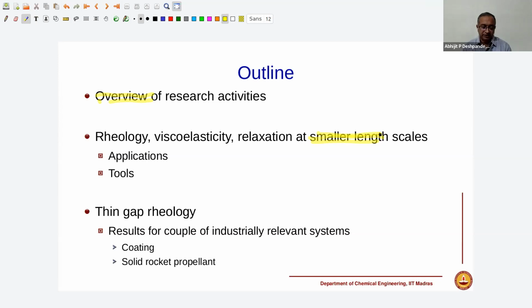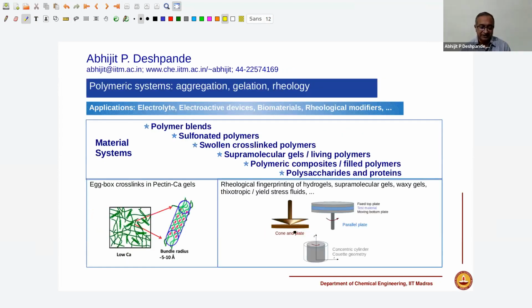And also talk about where we are looking at smaller length scale behavior with a couple of systems which we are currently working on that are industrially relevant samples. So in terms of the overview of research activities, the main theme of a lot of our work has been looking at aggregated systems, gel systems, and trying to look at their mechanical response under controlled flow condition, which is what rheometry is all about.